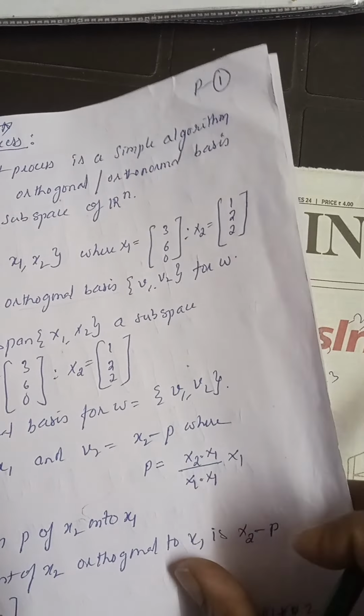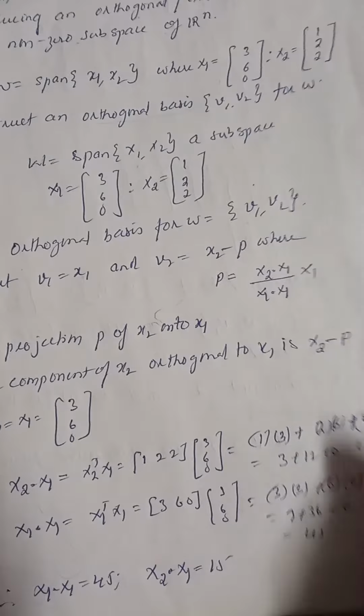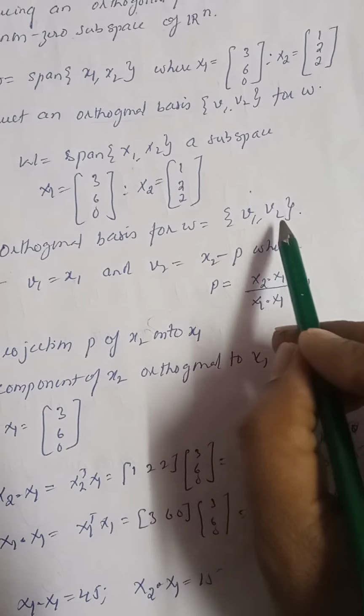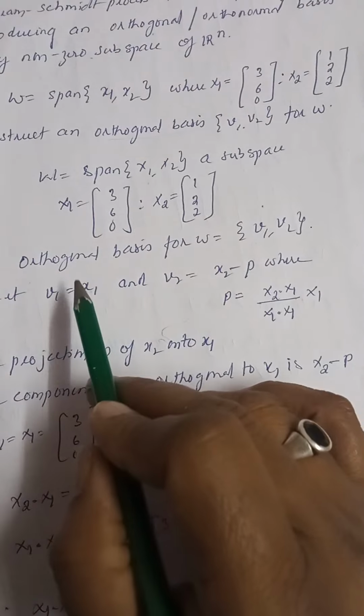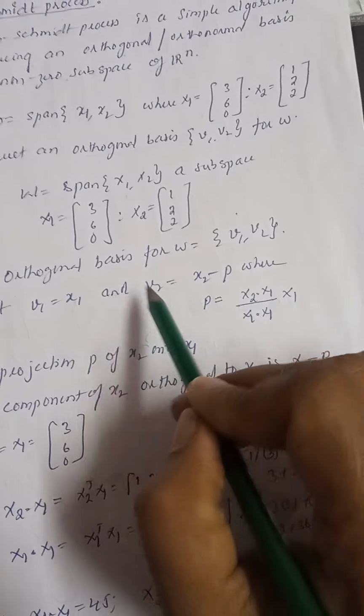Here x1 is 3, 6, 0, and x2 is 1, 2, 2. Now see, the orthogonal basis for W is v1, v2, where v1 is always equal to the first vector x1. Remember, in any problem v1 is always equal to x1. Now we have to calculate v2.